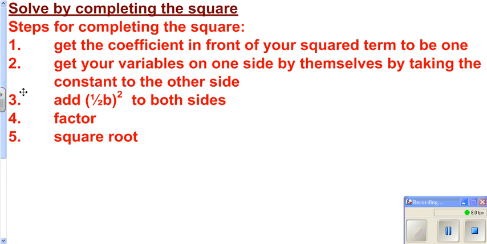This leads us into what we call completing the square. These are the steps you want to follow for completing the square. You want to get the number in front of your squared term to be a 1. You want to get the variables on one side by themselves by taking the term that has no variables, called your constant, to the other side. Then you want to add half of b squared to both sides, where b is the number in front of your variable to the first power. You then want to factor and then use the square root idea that we were just dealing with.